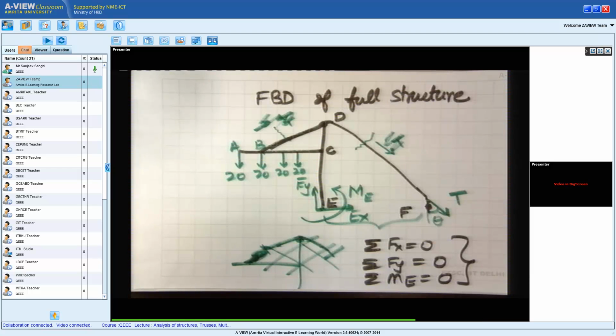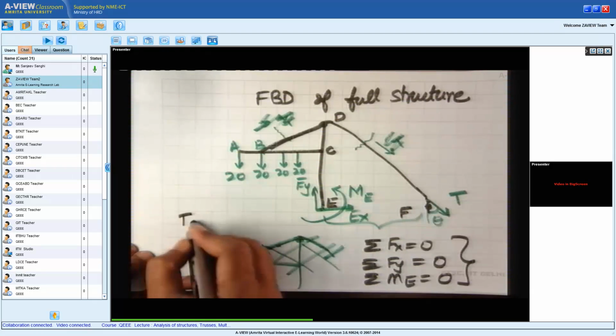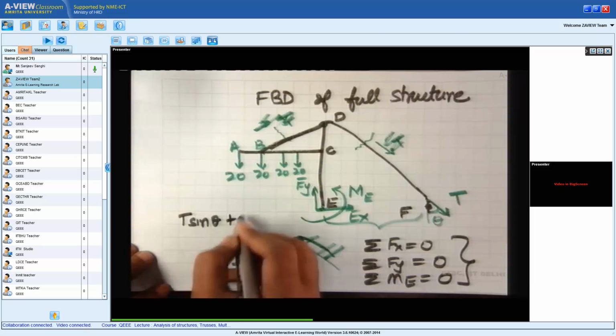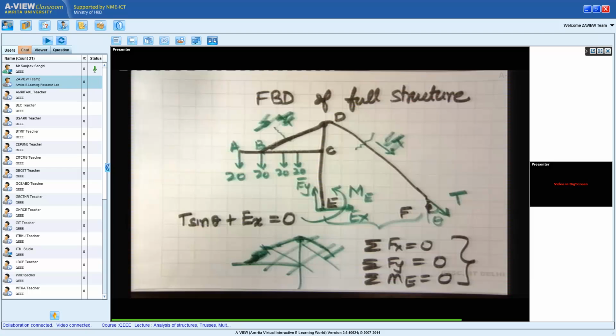When I do sigma Fx is equal to 0, what do I get? This is T, so I will get T sine theta plus Ex is equal to 0. So this is what gives me Ex. I've taken all the forces in the x direction. This is the free body diagram.